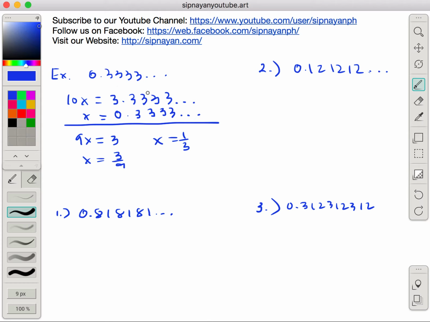And what we did was multiply the decimal by 10, and then subtract its value. So we let x be equal to 0.3333 and so on, and 10x be equal to 3.3333 and so on. When we subtracted, we got 9x equals 3, which means that x is equal to 1/3.